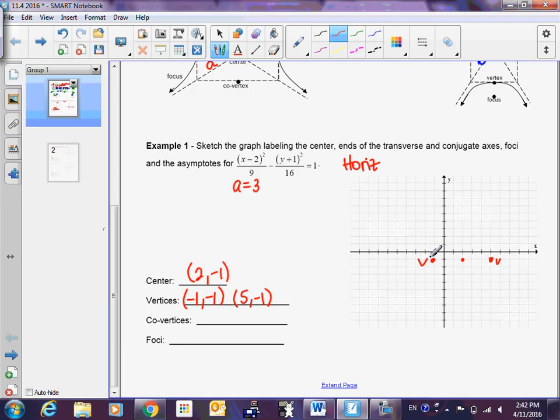So you can either graph it and then write down the points, or you can figure out the points and then graph it. Okay, so what about B? If b squared is 16, then b is 4. And because that's underneath the y, I'm going to go up 4. 1, 2, 3, 4. And that's going to be a covertex. And I'm going to go down 4. 1, 2, 3, 4.